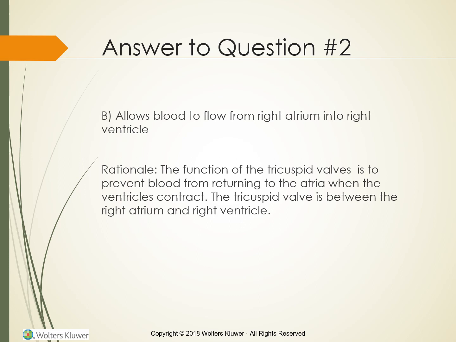The rationale is the function of the tricuspid valve is to prevent blood from returning to the atria when the ventricles contract. The tricuspid valve is between the right atrium and right ventricle.